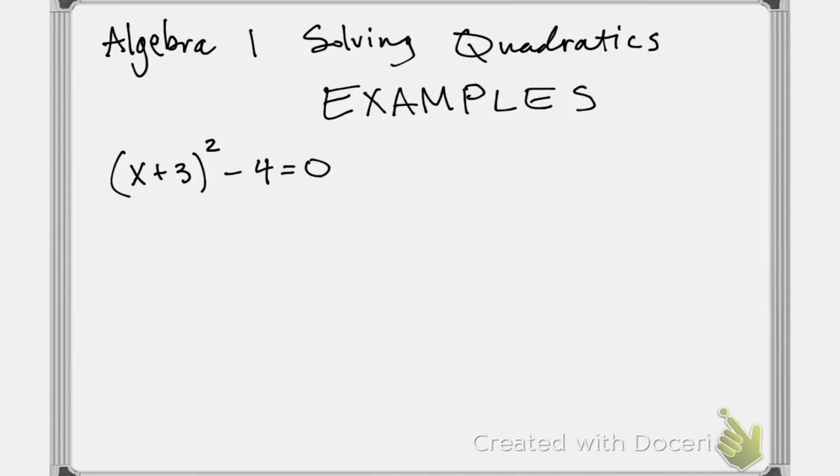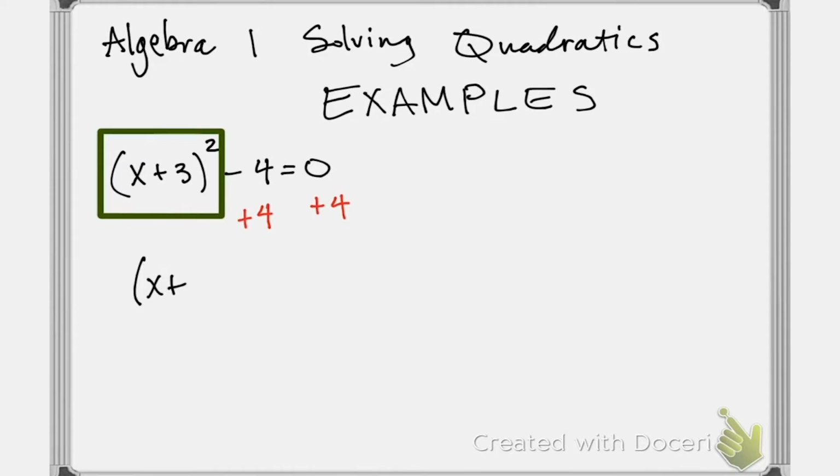Okay, well, my very first step is I need to isolate this guy right here. I need to get this green box by itself. Well, in order to do that, I need to get rid of that -4. Subtracting 4, the opposite of subtracting is adding. So add 4 to both sides. So now I have (x + 3)² = 4.